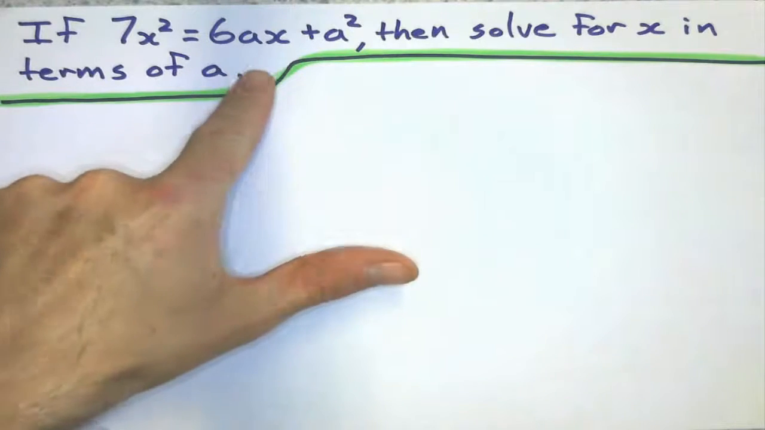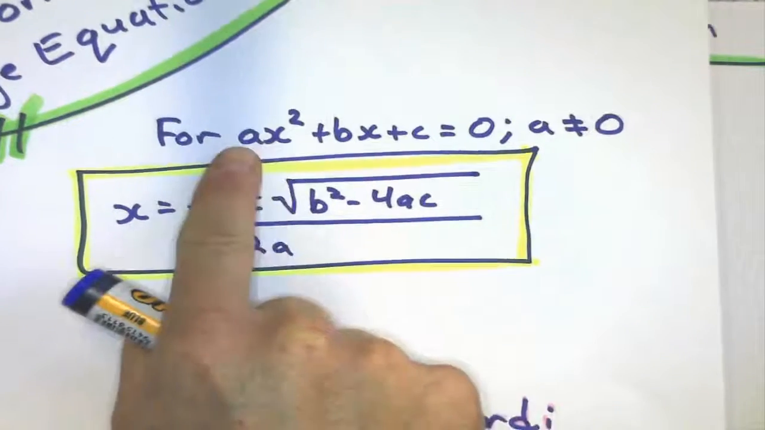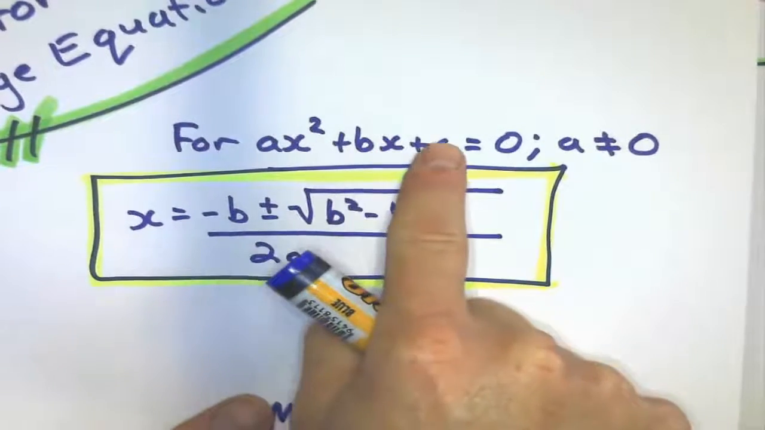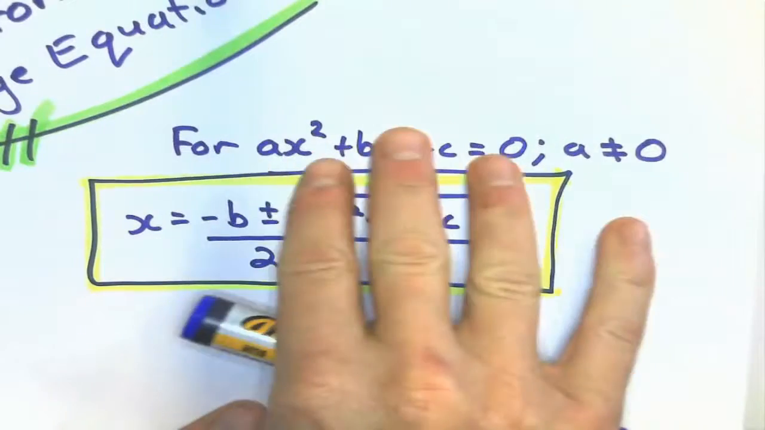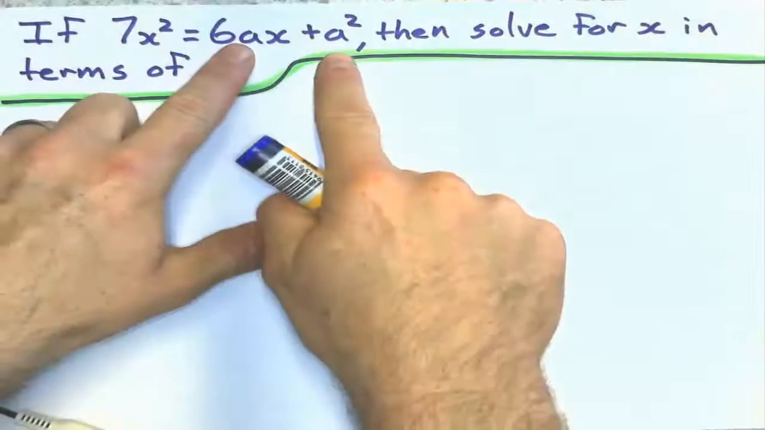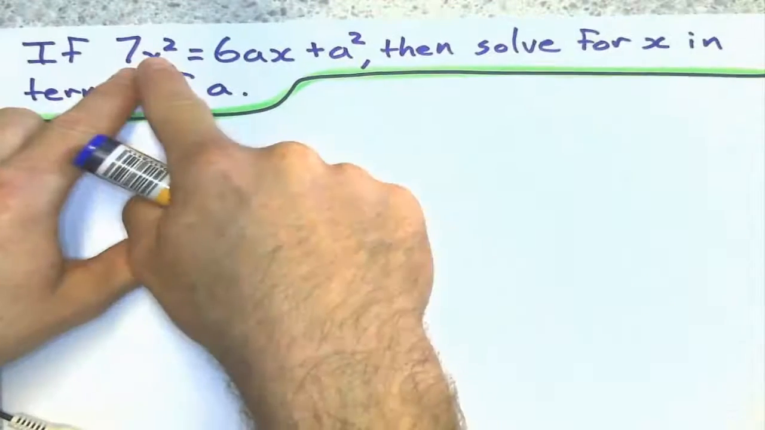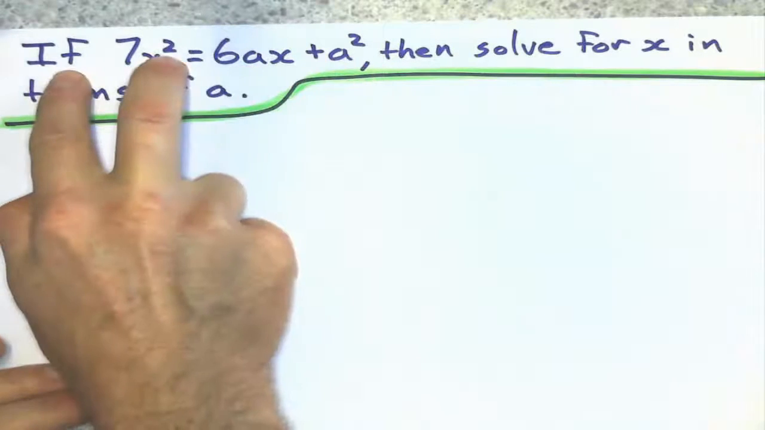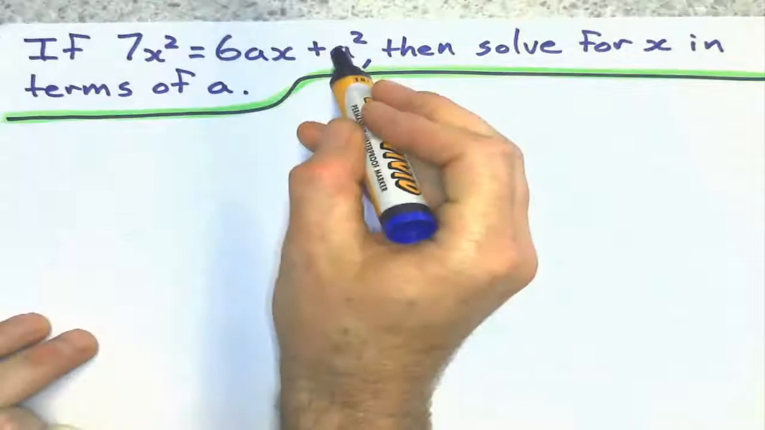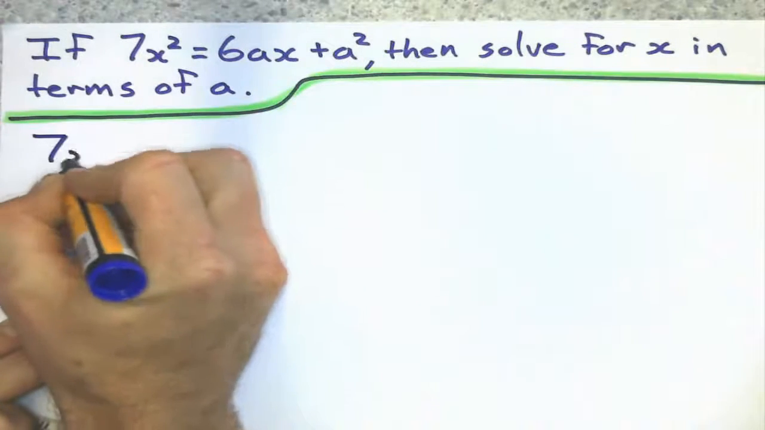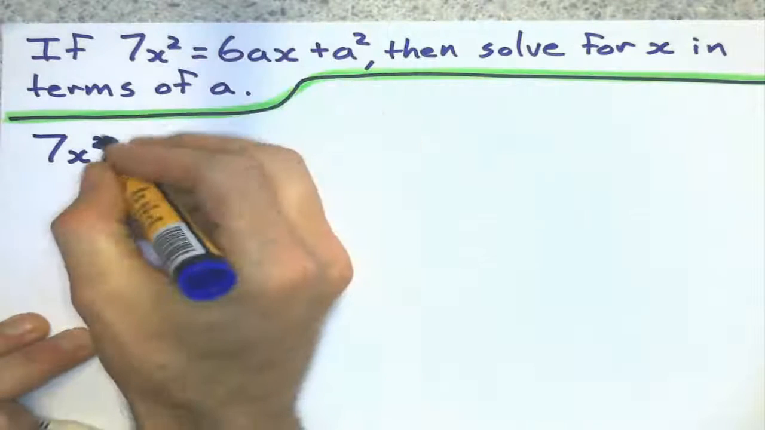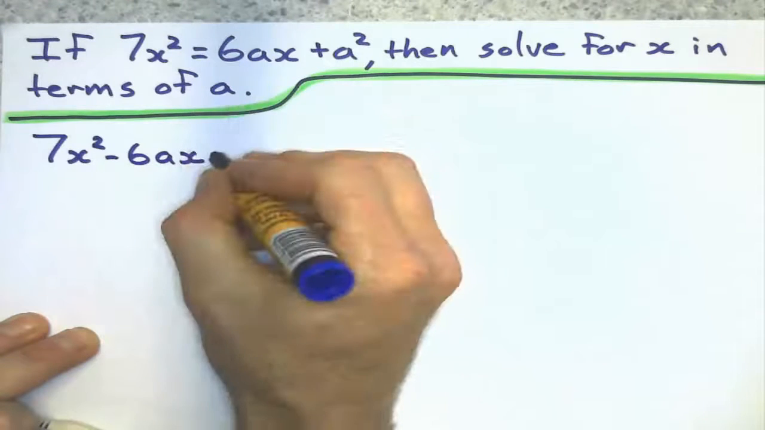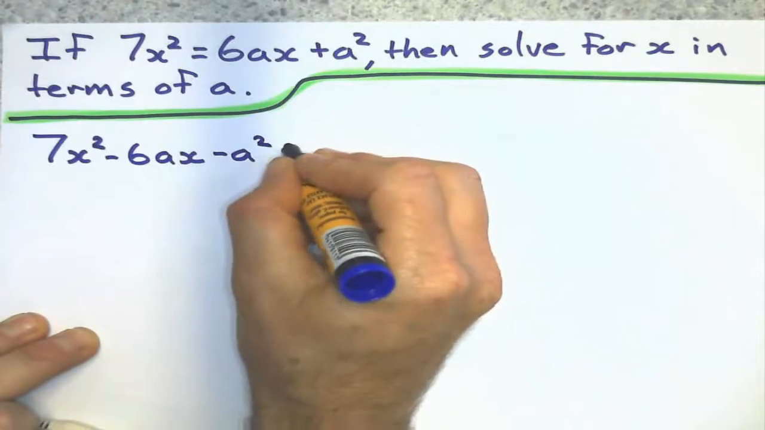So first up, this is a difficult problem, but what I want to do with the quadratic is make sure that it's set up in this form: squared term, then x term, then constant term, all on the left side, all equal to 0. So by the looks of it, if I want to solve for x, that's going to be my first term, 7x squared, and I'm going to take these two terms and shift them over to here, setting this equal to 0, and when I do that, I'll change their sign, so that becomes minus 6ax, and that positive a squared becomes negative a squared.